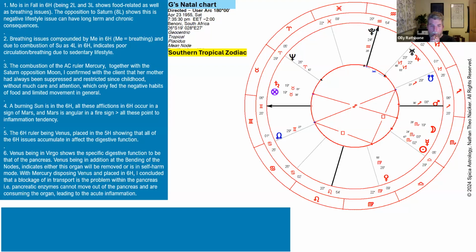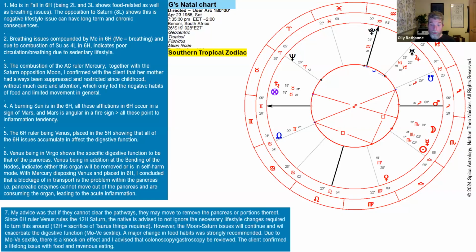Well, this is how you would expect to read a chart. It's very straightforward. Wonderful. My advice was that if they cannot clear the pathways, they may move to remove the whole organ or portions thereof, because the planet at the bending of the nodes, for me, is something that either has to come out or will come out.